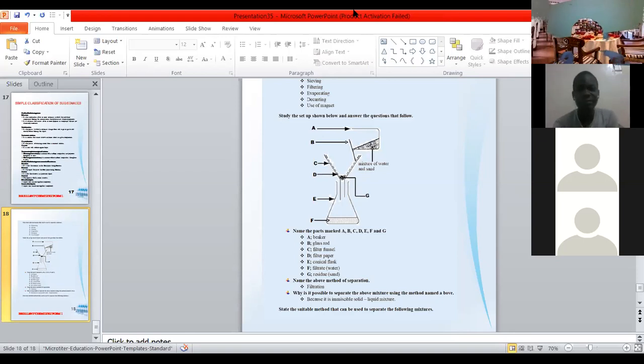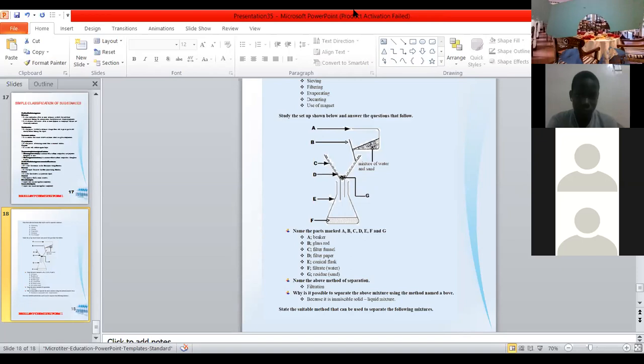For example, when we have the solution of copper 2 sulfate, we can obtain the crystals of copper 2 sulfate from that solution. The process that we can use is crystallization. So we will obtain them. Is somebody speaking? No. Yes, so I'm saying you can obtain the crystals of copper 2 sulfate from a solution of copper 2 sulfate through this process called crystallization.